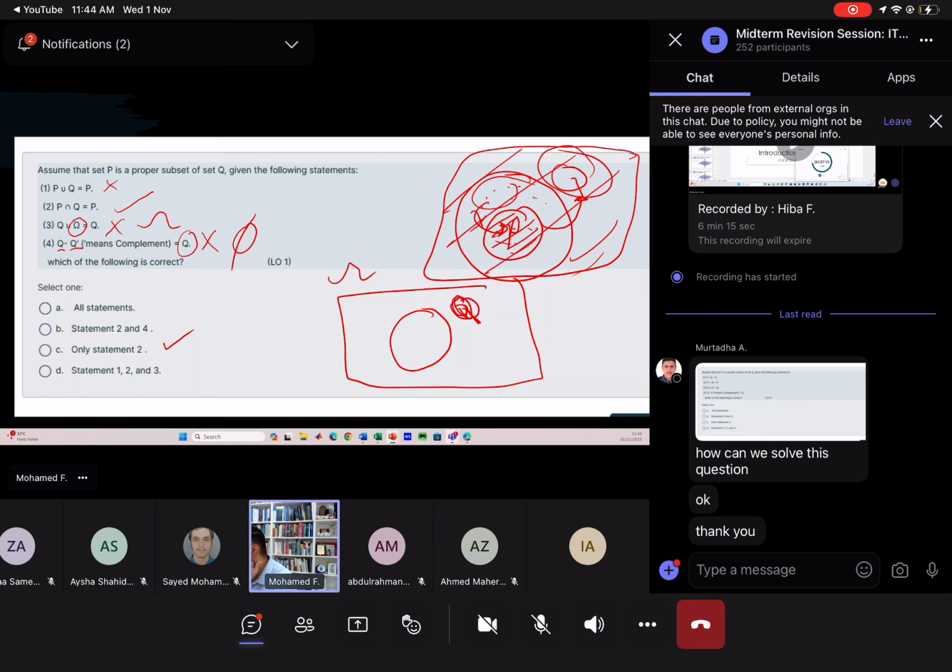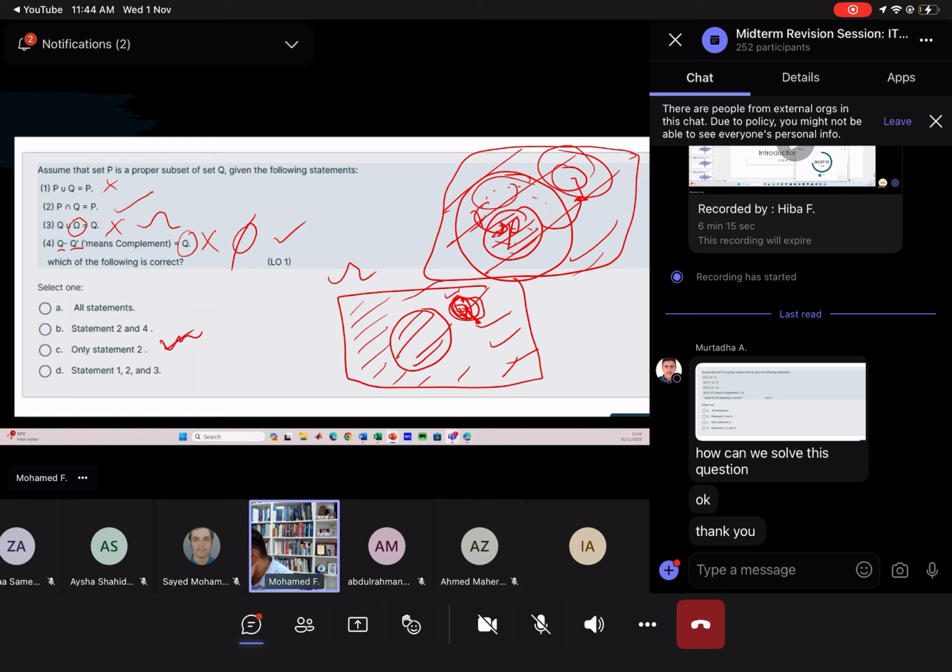Q minus Q prime is Q. Yes, that's right. Yes, sorry about that. Q minus Q prime, that means what is in Q but not available outside Q? Yeah, it's Q as well. Okay, so you are correct.